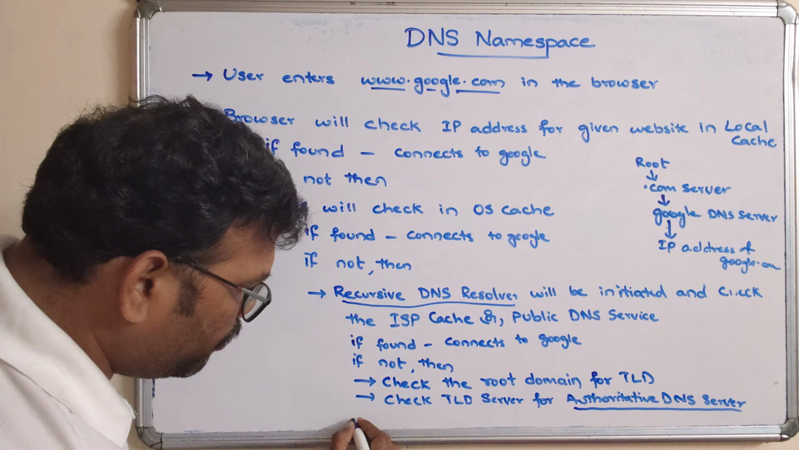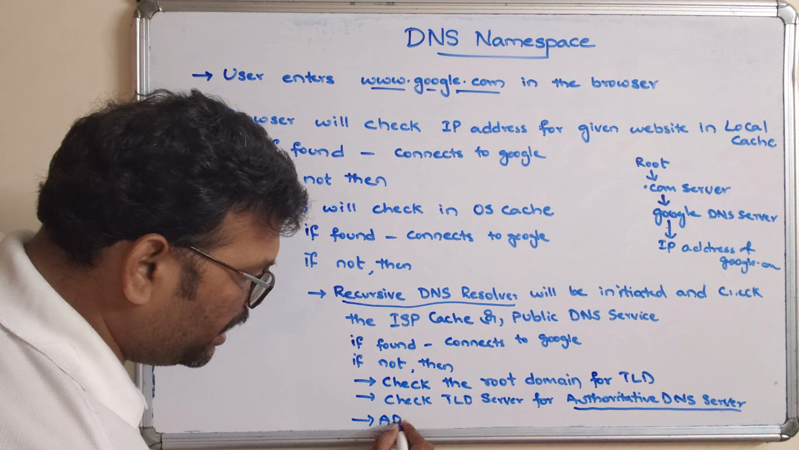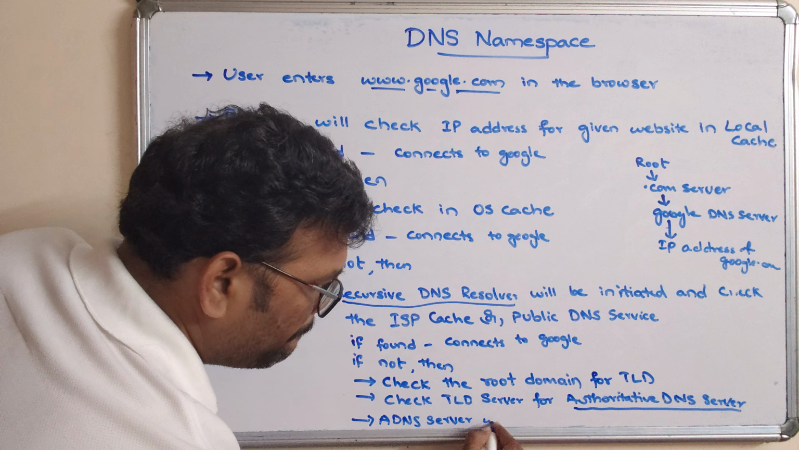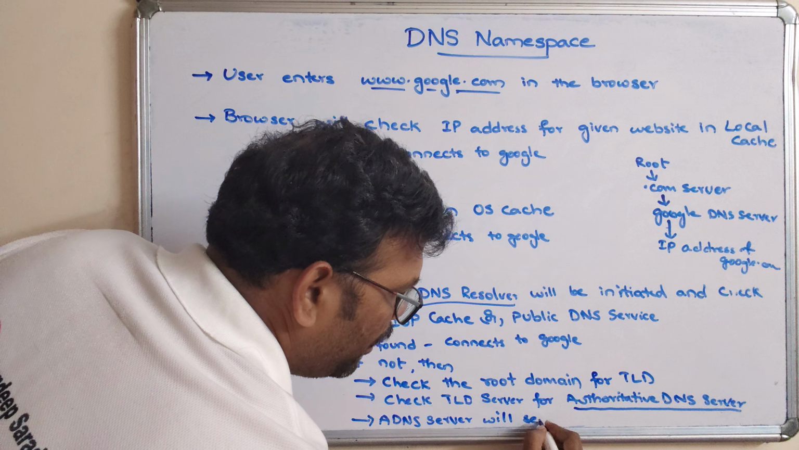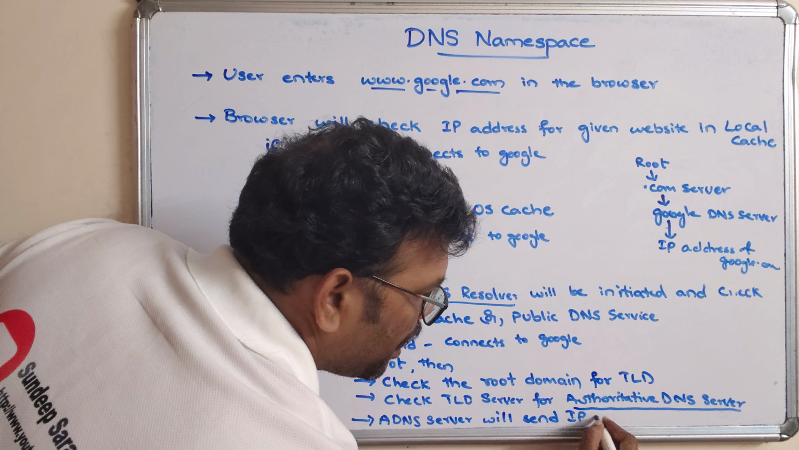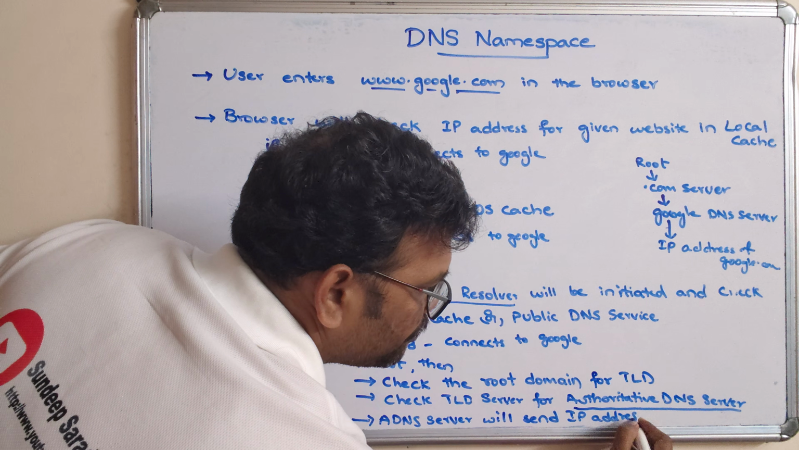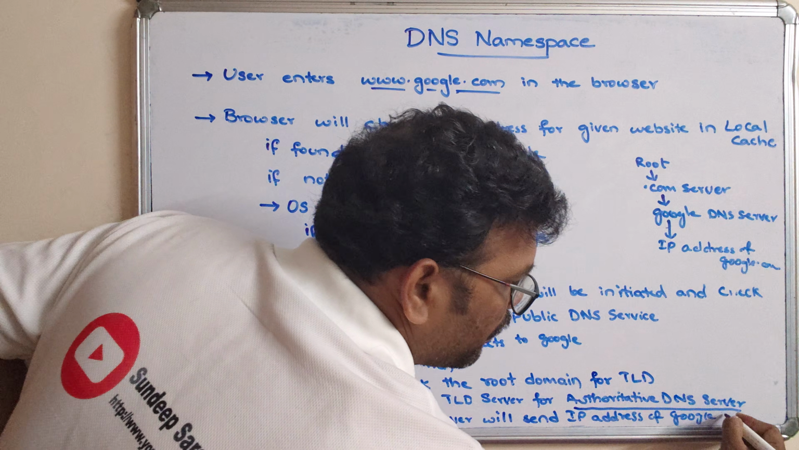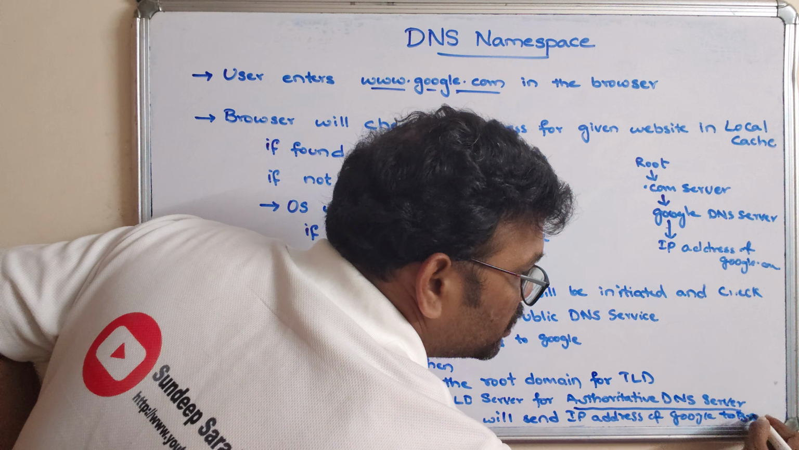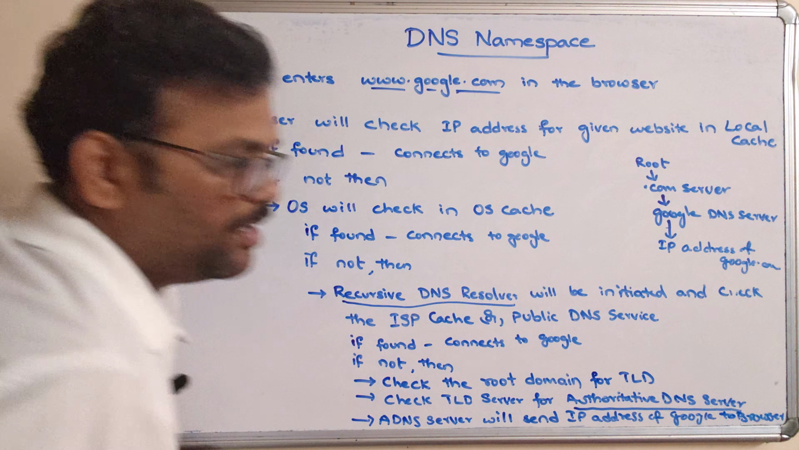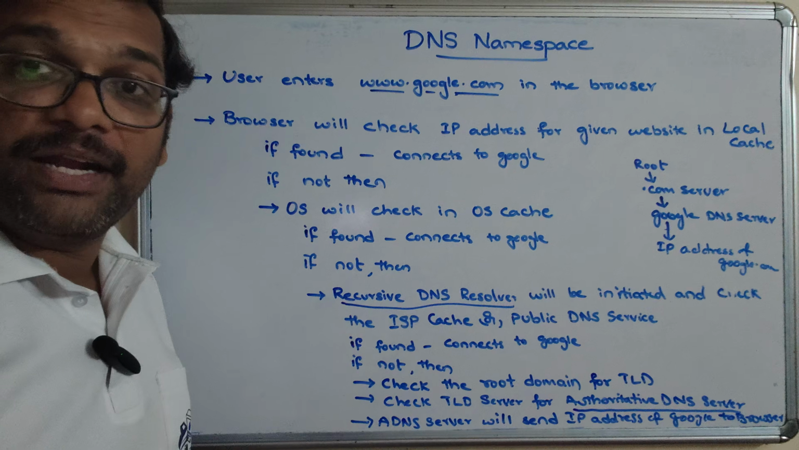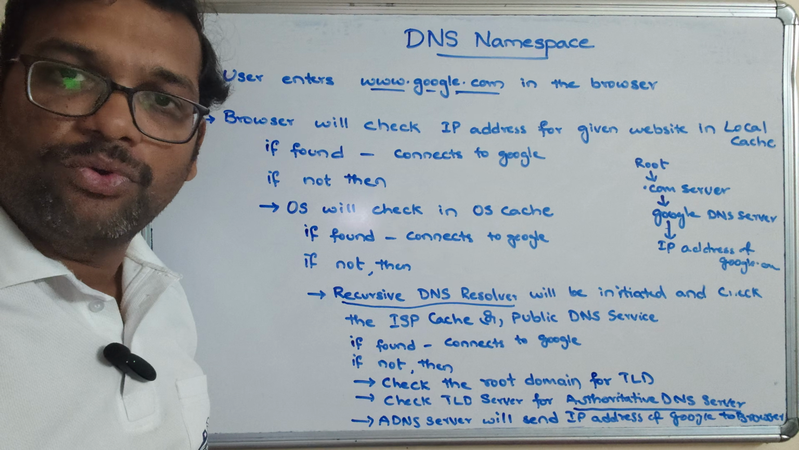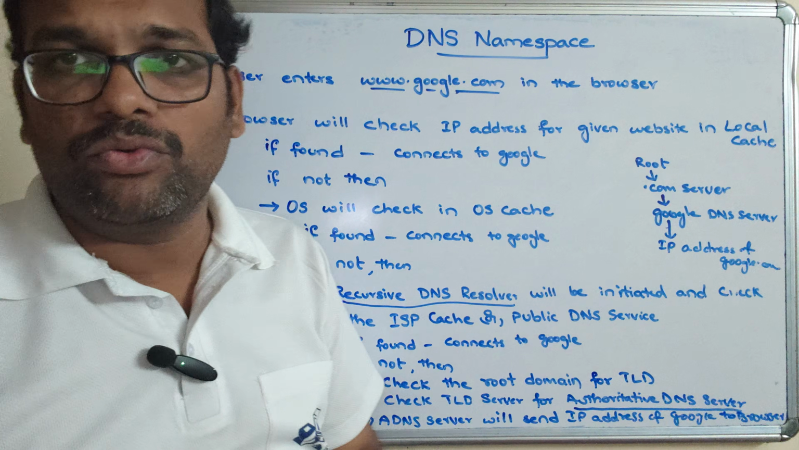This authoritative DNS server will send the IP address of Google to the browser. It will send the IP address to the browser, right? So once the browser gets the address of Google, automatically the browser will connect to google.com.